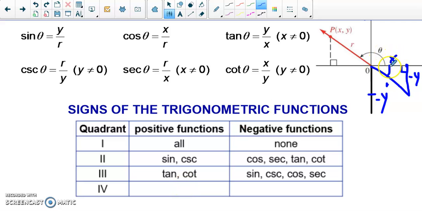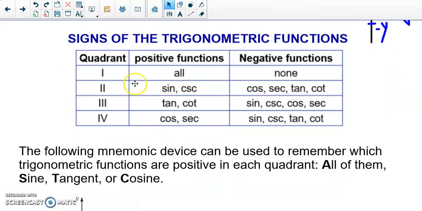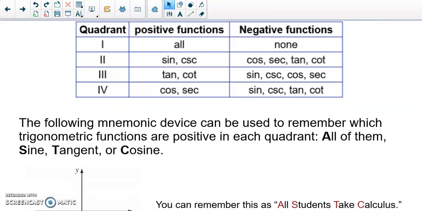And tangent would be negative y over x. So again, one of the values is negative, the other one is positive, so it makes it negative, and its inverse, cotangent, would also be negative. So these are all the trigonometric functions in all of the quadrants, something we are going to have to remember and practice a lot in order to remember.